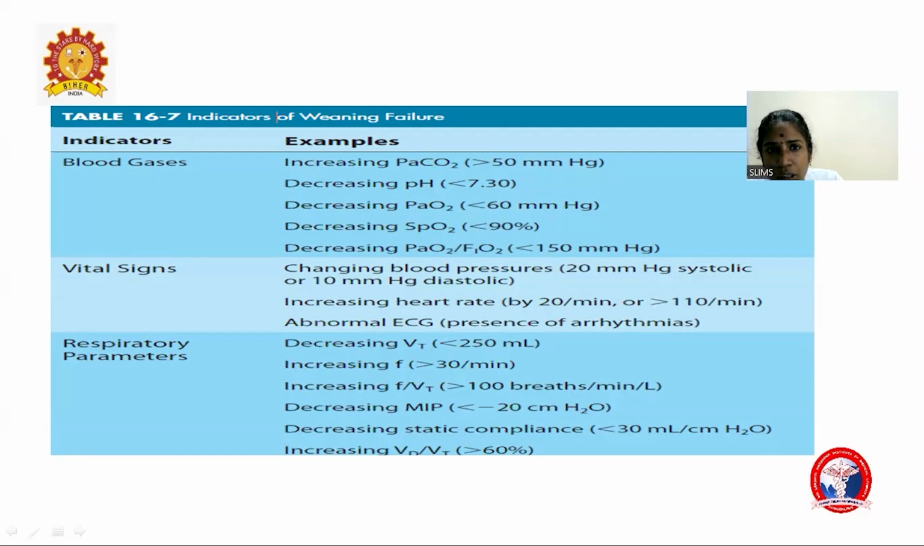So the indications for weaning failure, as I told you previously: if the ABG shows any abnormality, such as an increase in PaCO2 or decrease in pH, decrease in SpO2, or decrease in PaO2/FiO2 ratio. In vital signs, a change in blood pressure, systolic or diastolic, of more than 20 millimeter of mercury from the baseline, or an increase in heart rate of 20 per minute or more than 110 per minute, or an abnormal ECG, presence of any arrhythmia, is considered weaning failure.